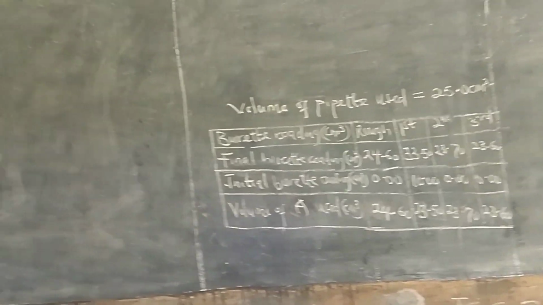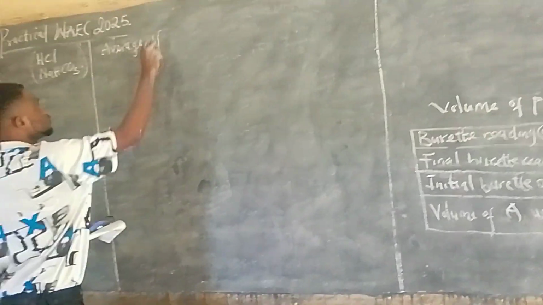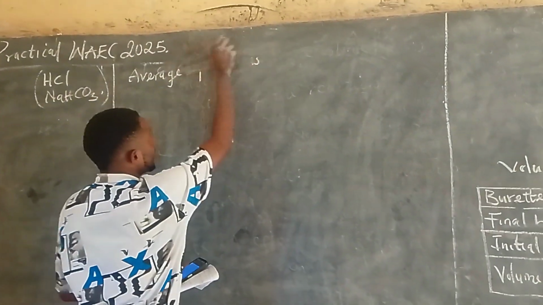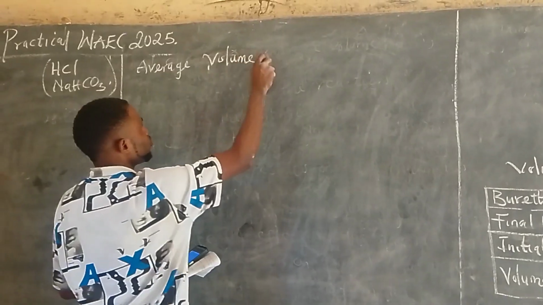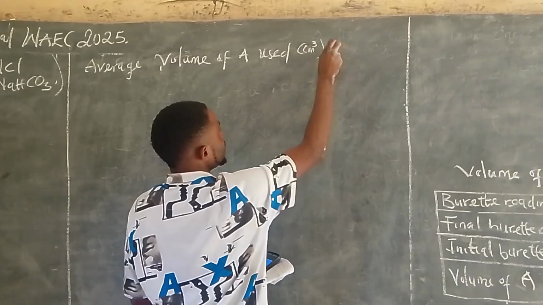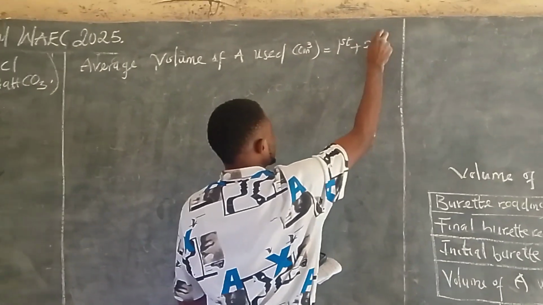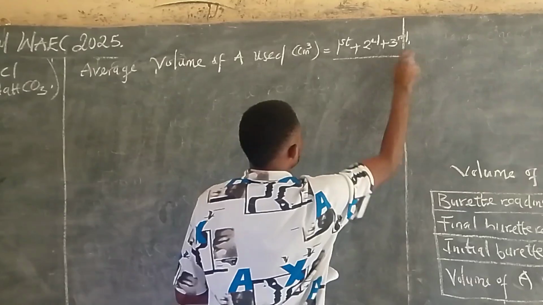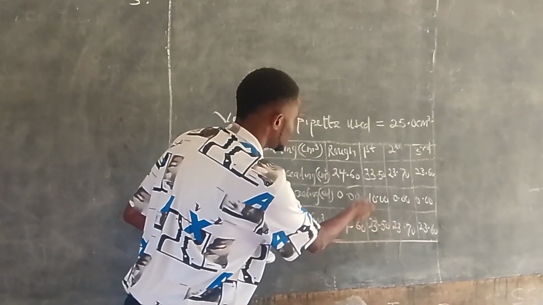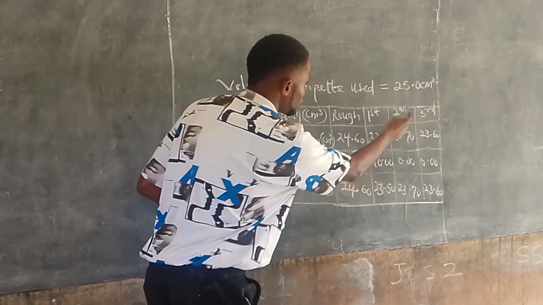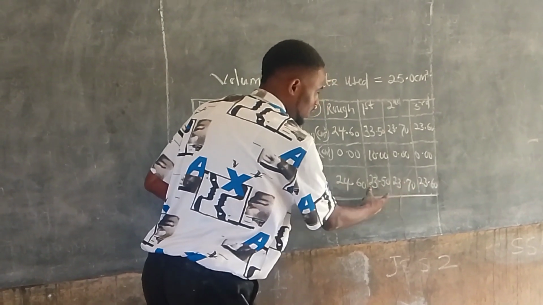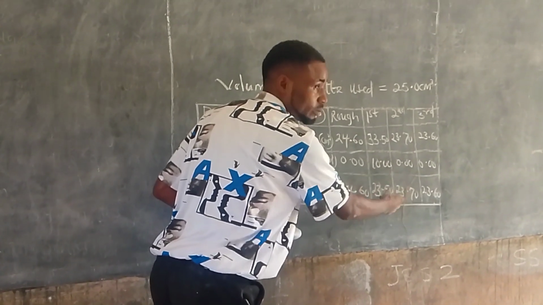So, average volume of A used in cm cube is equal to first titer plus second titer plus third titer over 3. Now I'm going to divide it by 3 because when you look at my titration table, the first, second, and third titers are concordant. So I'm using the concordant titer values. That is why I'm adding the 3 together and dividing by 3.